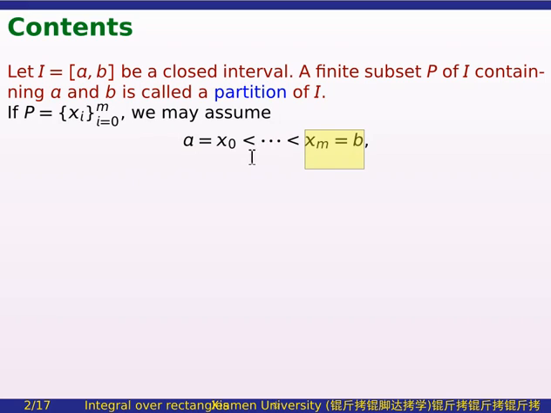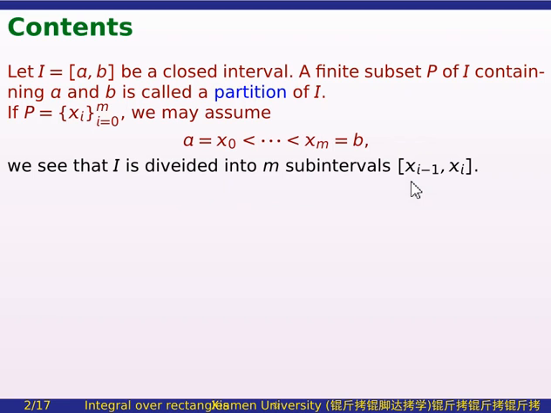So we have n plus 1 points taken from the interval, and two of the points are the endpoints of the interval I. That is, x0 equals a and xm is b. So this is the partition of a closed interval, and a partition of the interval divides the interval into m sub-intervals of the form [x_{i-1}, x_i]. I believe you encountered this in the study of single variable integrals. Now we are studying multi-variable integrals.